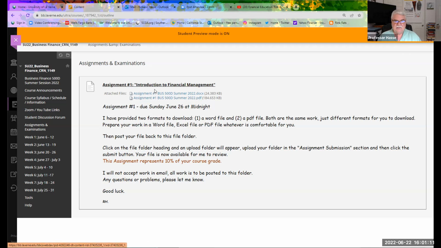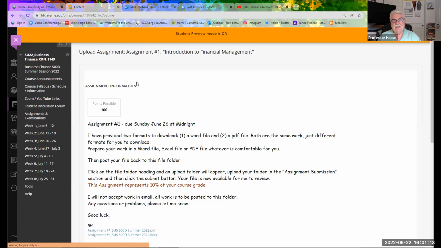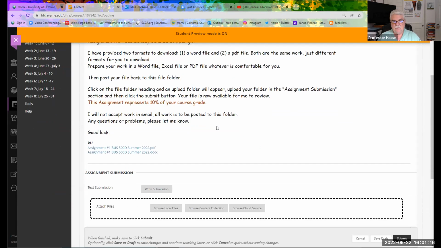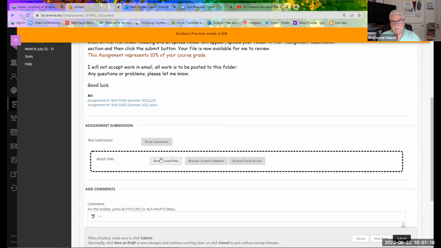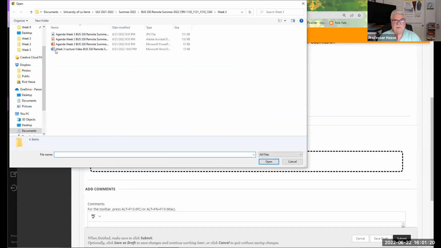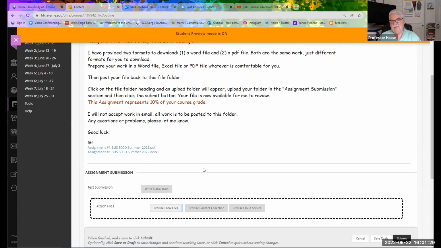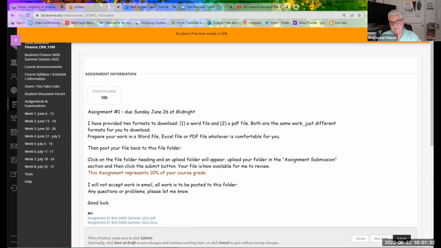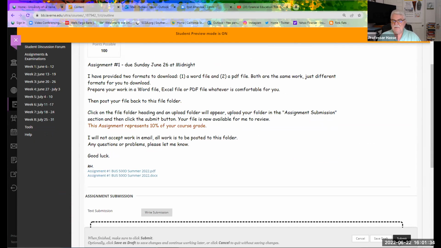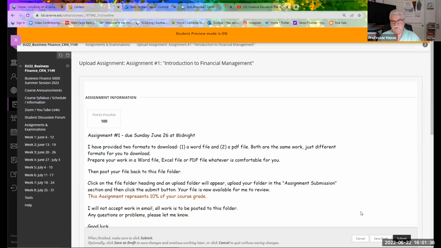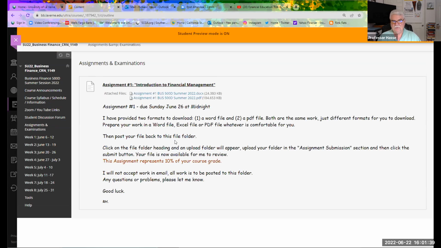So basically, you click on this file heading, and up comes an upload file where you go to browse local files, and you pick the files that you have for your work files, hit open, and then they'll upload to the Blackboard, and then I can grade them and then return them back to you in your grade center. But make sure you hit submit after you upload your files. So that's assignment 1, and this is where all our assessed work will be throughout our course.